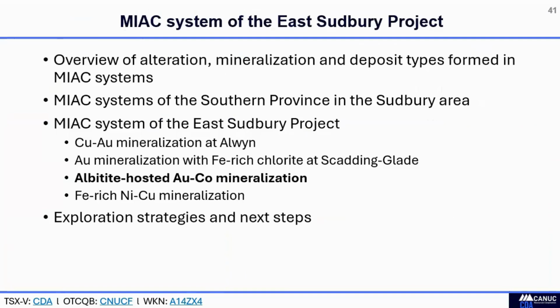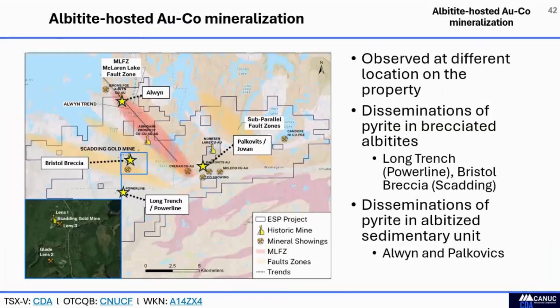Another style of interest is cobalt mineralization. There are 4 main areas where we have seen this mineralization: Alwyn, Long Trench, Powerline, Jove and Palkovitz, and the Bristol breccia, which is just west of Scadding. There are 2 different visual expressions. One is dissemination of pyrite in brecciated albitite, and the other one is dissemination of pyrite in albitite without necessarily brecciation.